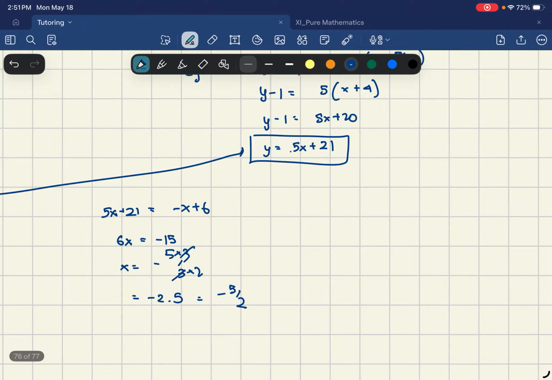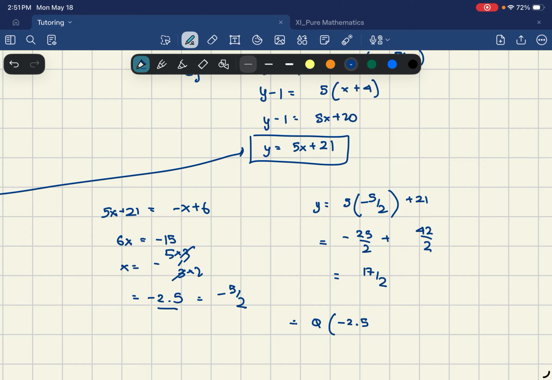All right, and if I substitute negative 5 by 2 here, any tangent equation is fine, because the intersection point is going to be on both lines, right? So you can substitute this x anywhere. So you have minus 25 over 2 plus 21. So 21 is just 42 over 2. And eventually, this is going to simplify to 17 over 2. So therefore, the point Q is going to have the coordinates negative 2.5 here, and y is 17 over 2. So that is 8.5.